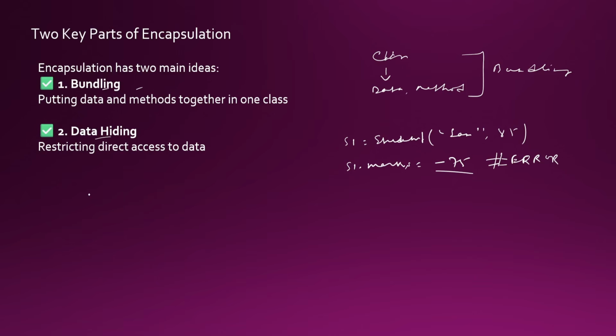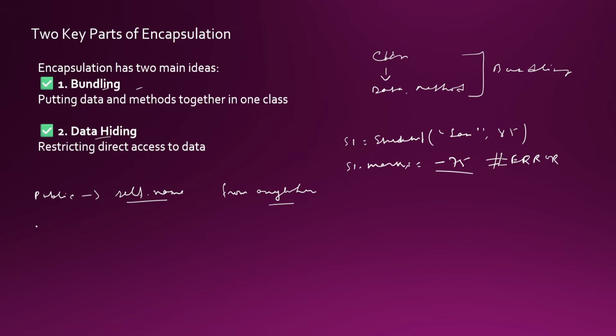Now there are three access levels of data hiding. The first one is public. Public means when we write self.name, this is public because we can access this variable from anywhere. So this is public.